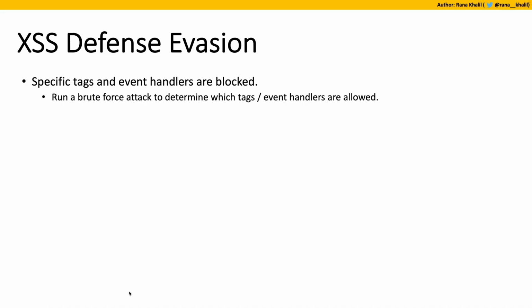One thing that you might come across when pen testing applications is that there are certain filters or defense mechanisms that are put in place by developers to prevent cross-site scripting attacks. Now, depending on the defense that is put in place, you might be able to bypass it. So, for example, a certain defense would be that specific tags and even event handlers are blocked. In that case, the way you would approach it is you would use the XSS cheat sheet, which we just talked about in the previous slide, and run a brute force attack to determine which tags are allowed first, and then based on that specific tag, which event handlers are allowed and not blocked by the application.